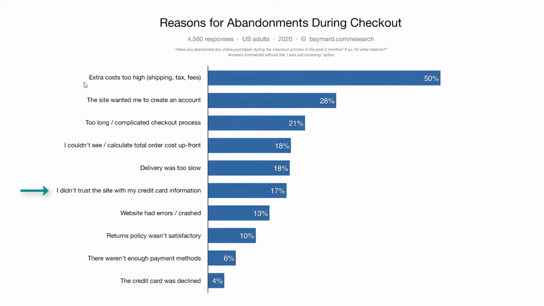I didn't trust the site. This is the second category, trust issues. I didn't trust this website with my credit card information. Website had errors and crashed. You can see that even in 2020, this research is from 2020, we are still having crashed websites, slow websites, where your whole browser collapses or things like that. This is really alarming. 13% actually, this happened during checkout. So this is really important.